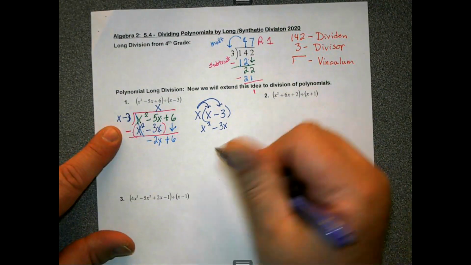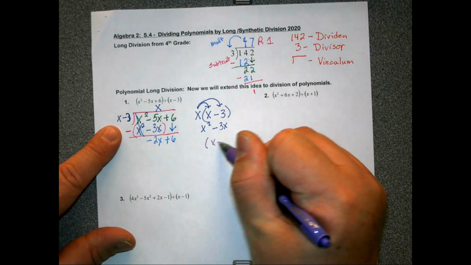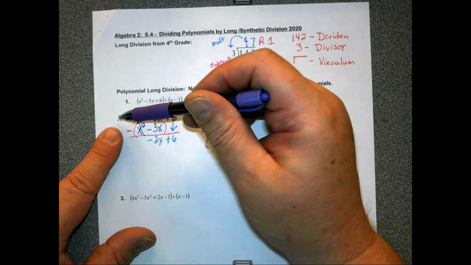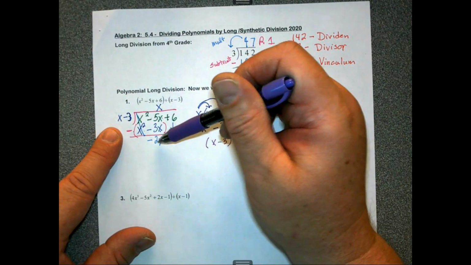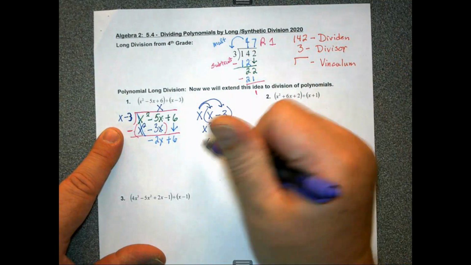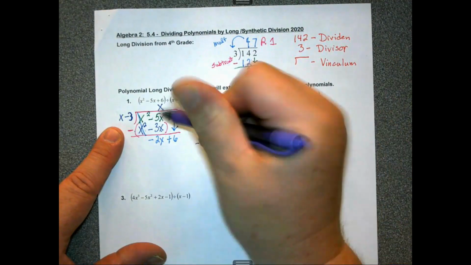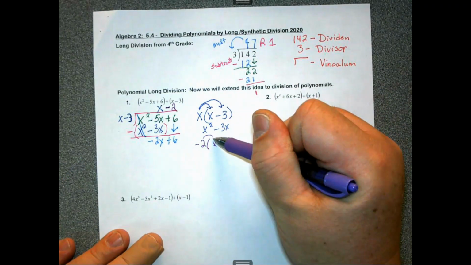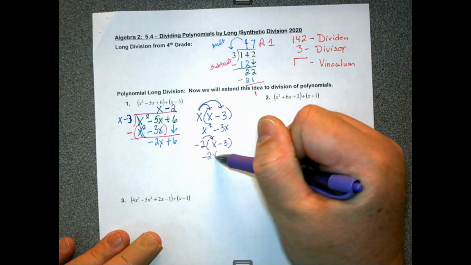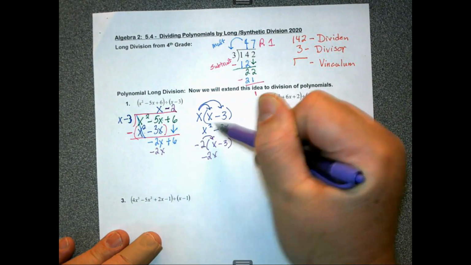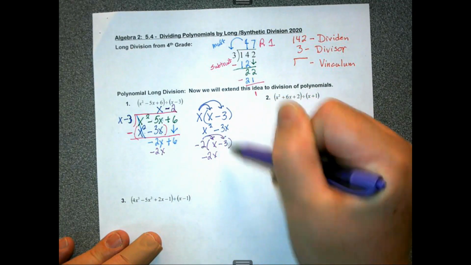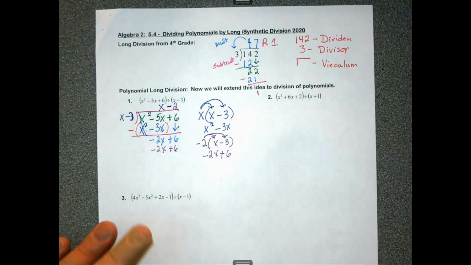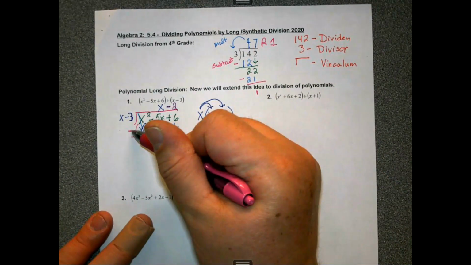Okay, so I'm going to take my divisor, x minus 3. I'm going to multiply it by something. So here's what I do. How do I make this x into a minus 2x? You would multiply it by negative 2. I'm going to multiply it by negative 2. Negative 2 times x is my negative 2x. Negative 2 times negative 3 is positive 6. Then I'm going to subtract, right?